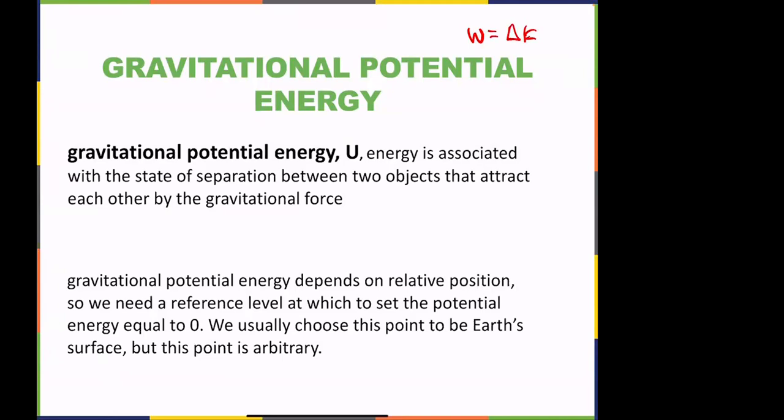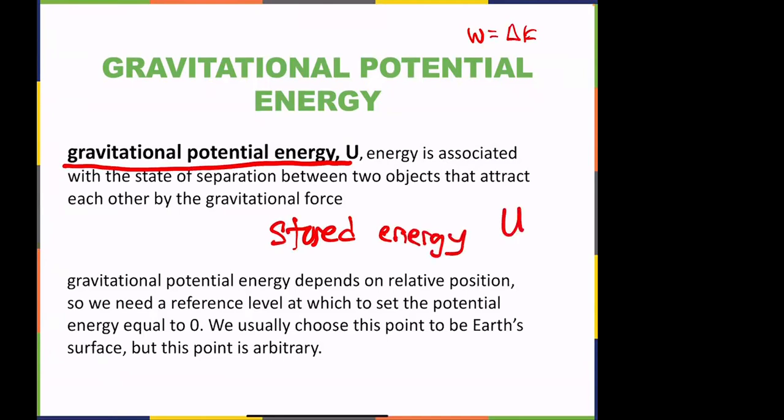Potential energy, gravitational potential energy, this is stored energy. And we use a U for stored energy, right? For gravitational potential energy. And this is going to be mass times gravity times delta Y. A lot of times you'll see it as mgh, where h is your height, which is the same thing as delta Y. So this is your stored energy.